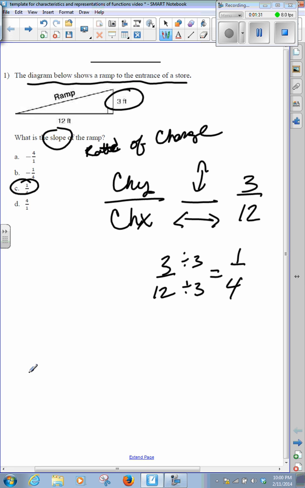This would be the time now that you need to pause the video and fill in the part of your correction sheet where it says, why is your answer not correct? So for example, maybe you said it was B, negative 1/4. Well, you would write in the why is your answer not correct section that you picked a negative slope when it's really sloping upwards. Or maybe you picked 4 over 1, which means that you put the change in x over the change in y instead of the change in y over the change in x. Either way, make sure that you're actually filling in both parts of your correction sheet.